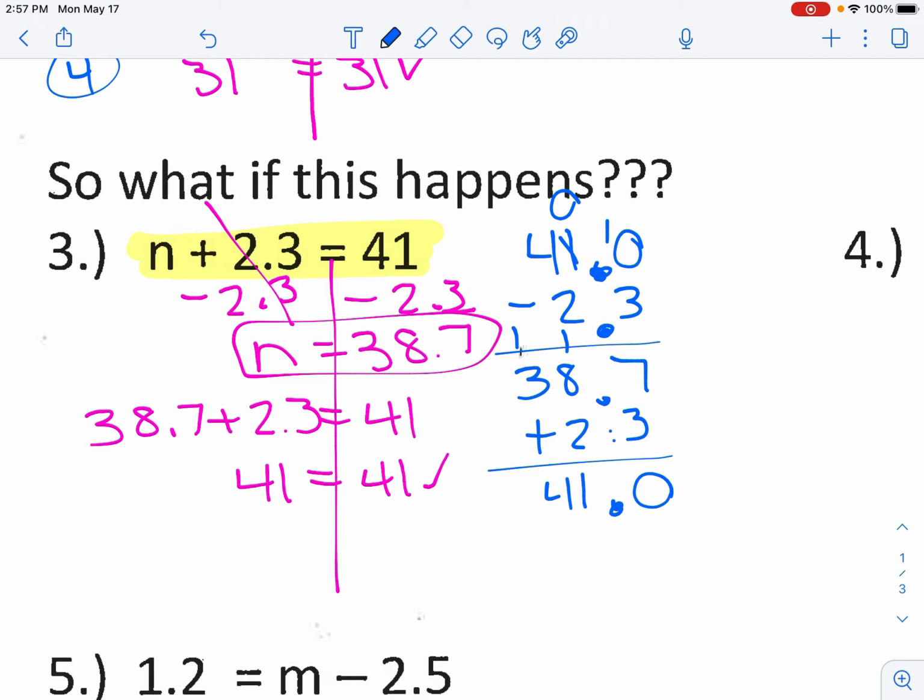4 lines for every equation. Line 1, inverse operation, box your solution, substitute, and check.